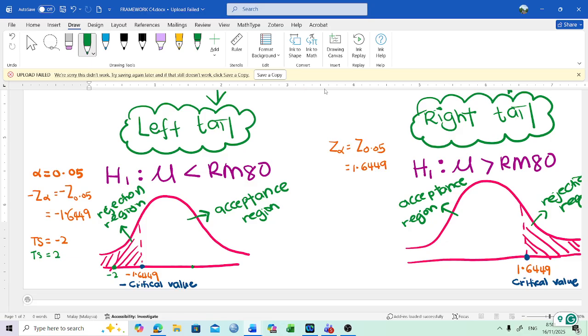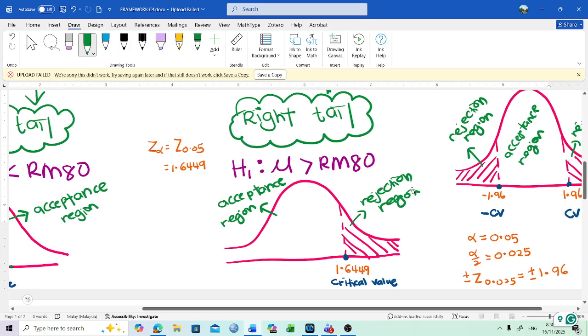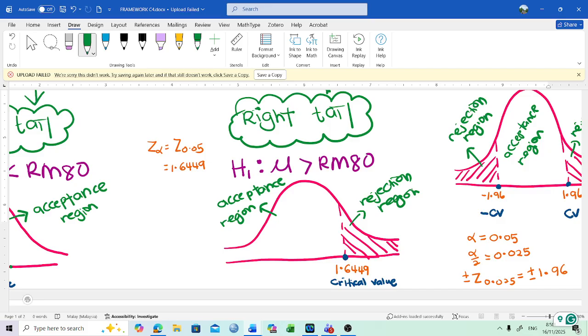Similar goes for the right tail. Let's say your test statistic is equal to 1.7. It could be here, 1.7. So you see that the value falls in the shaded region, which means the rejection region. So if the value is in the rejection region, you need to reject the null hypothesis.